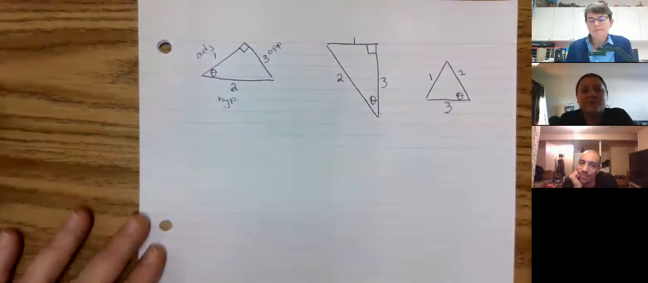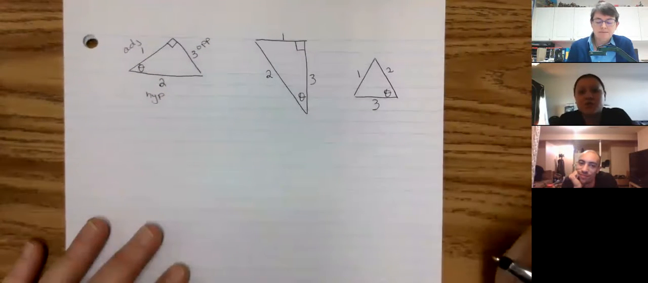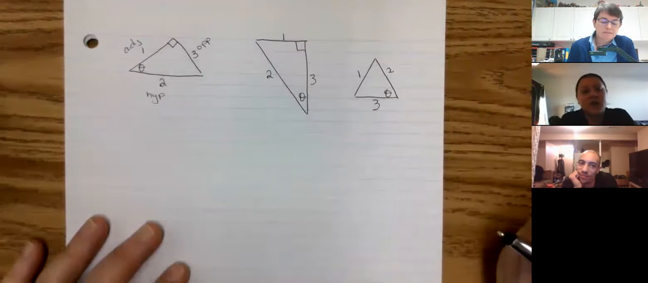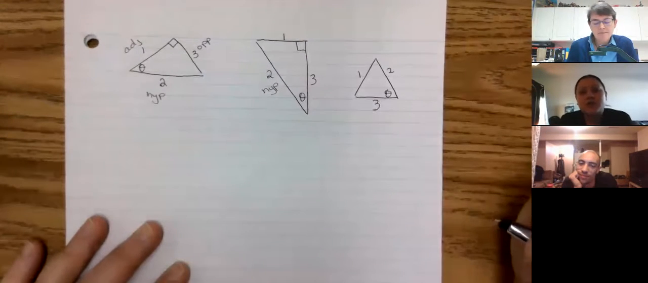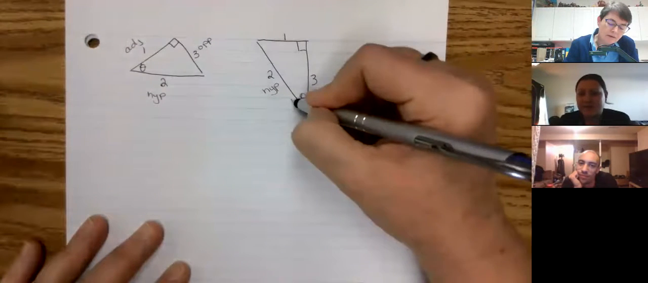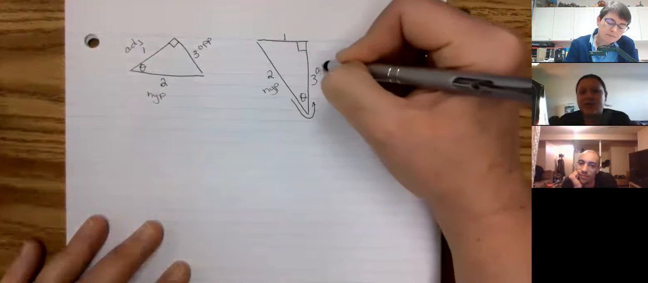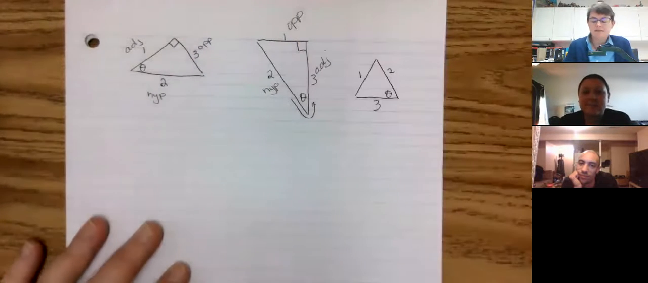All right, Sammy. 2 will be the hypotenuse. Hypotenuse. Okay. Which is the adjacent? 3. Yep, you go around the corner. And then 1 will be opposite. Nice. You guys are rocking this. All right.